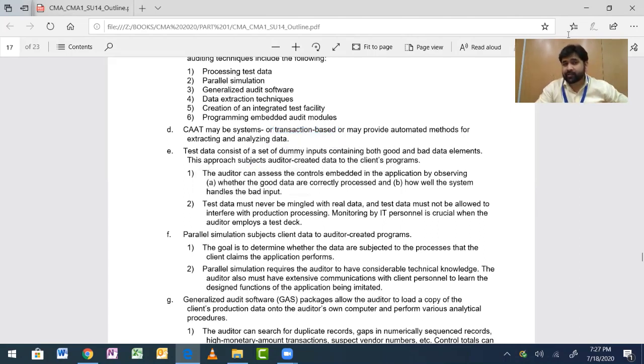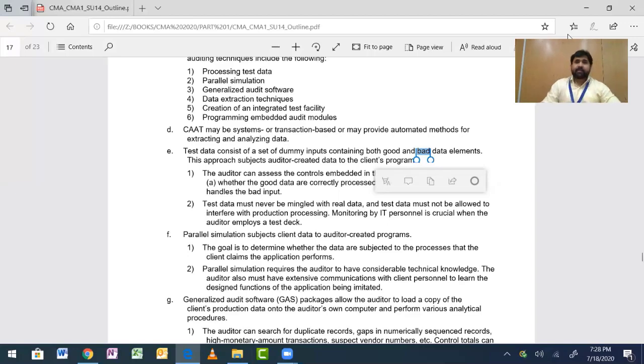Now, test data consists of a set of dummy input containing both good and bad data elements. This approach subjects auditor created data to the client's program. Fine. Basically, you will write some correct things and see how they are impacted, and some wrong things, and you will see that if you are doing some wrong journal entry, it should be evident. The system should be able to catch it, or the impact should be clear. If it is not clear, then there is something in the system which is taking its own decision. Because see, we are talking about technology here, right? So programs can be written in many ways.